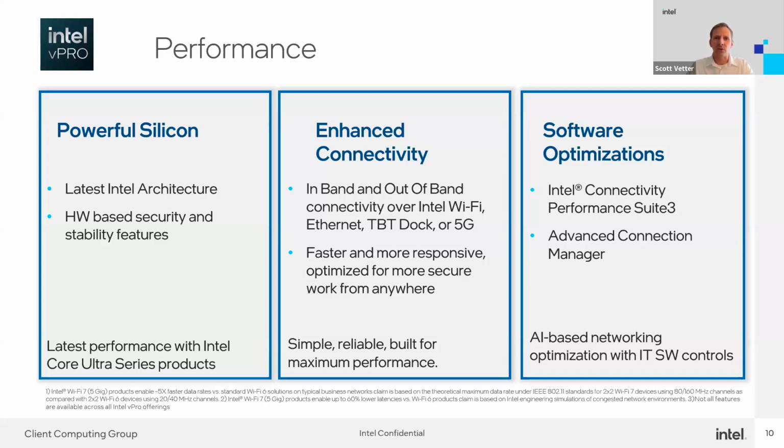What that means is that for connectivity, you have faster and more responsive, optimized network access that ensures not only security and stability, but also performance for your enterprise users. Third, you have software optimizations, whether that's using the Intel Connectivity Performance Suite, IPS, or the Advanced Connection Manager. You have a deep roster of IPs that are dedicated to making sure that your connections are secure, that your workloads are prioritized, and that your end users have the best possible experience.